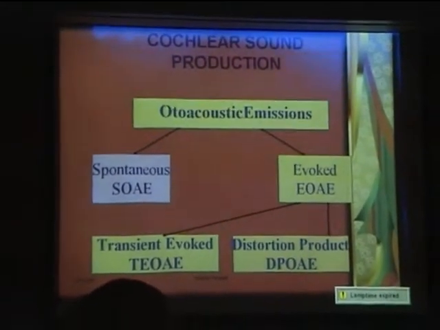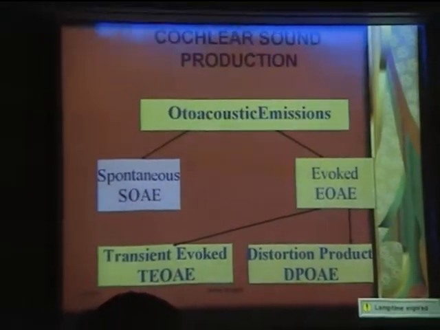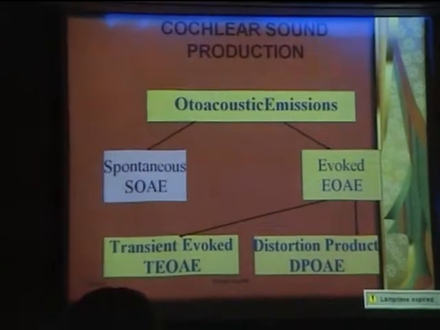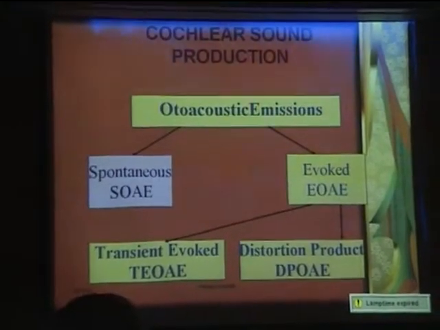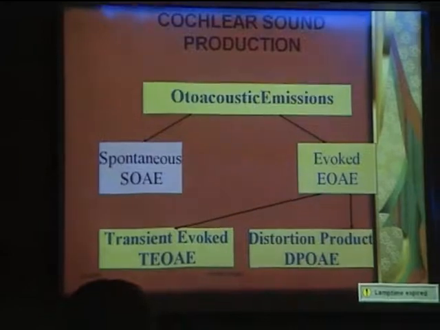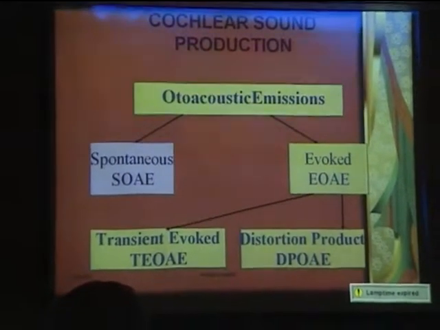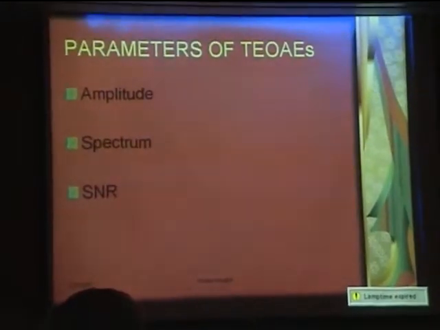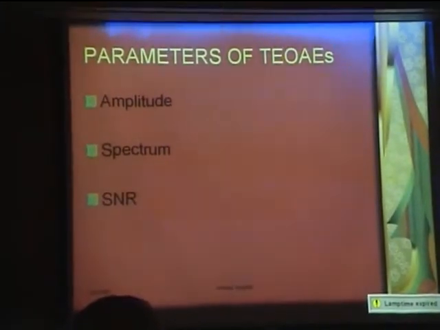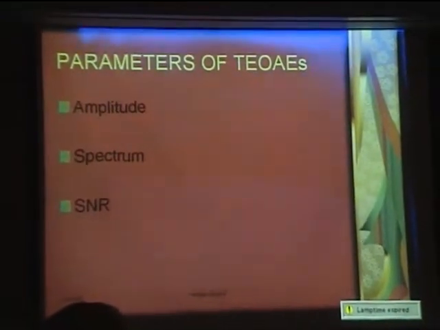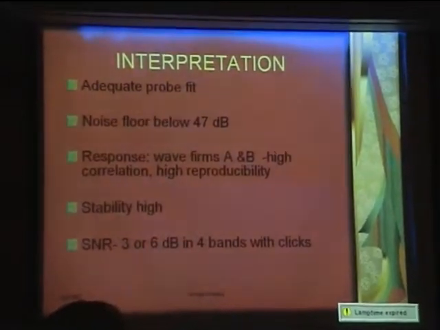They can be either spontaneous OAEs or evoked OAEs, and most commonly in the clinic we use the evoked OAEs, which are transient evoked, where the stimulus is a click, or the distortion product, where we use tone pairs. In the TEOAEs, we look for the amplitude, the spectrum, as well as the signal to noise ratio in order to judge whether the transient evoked OAEs are present or not.